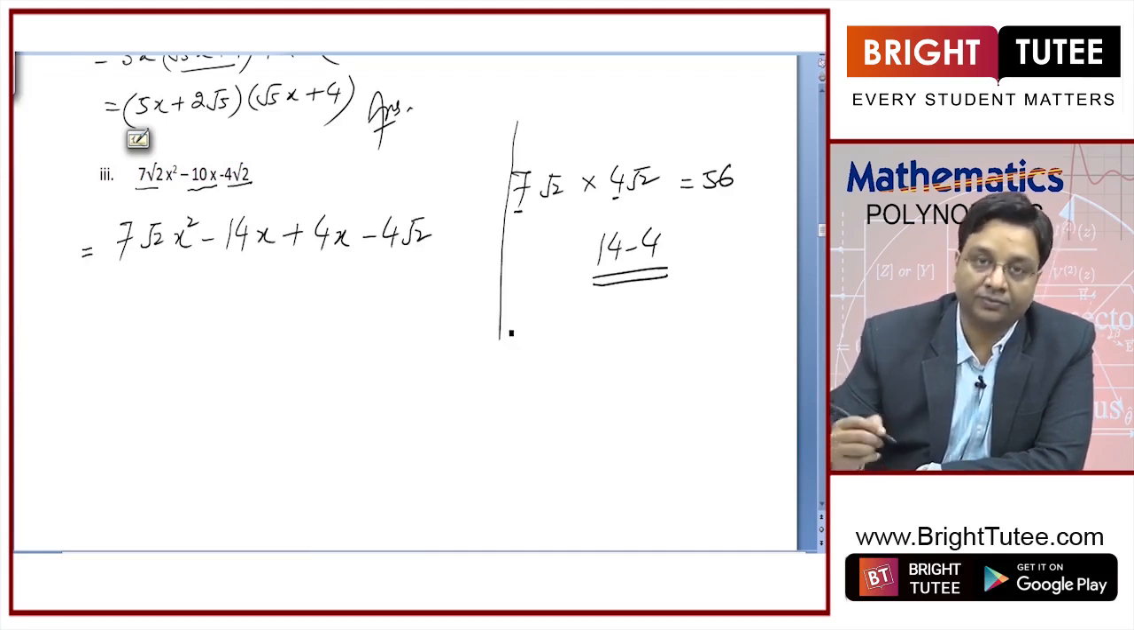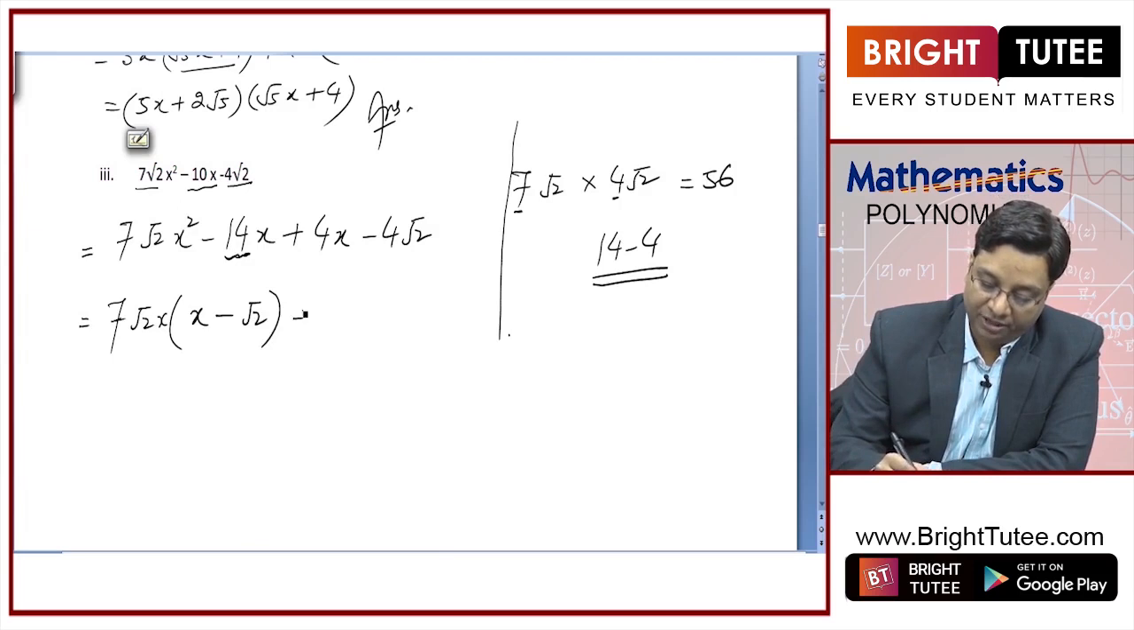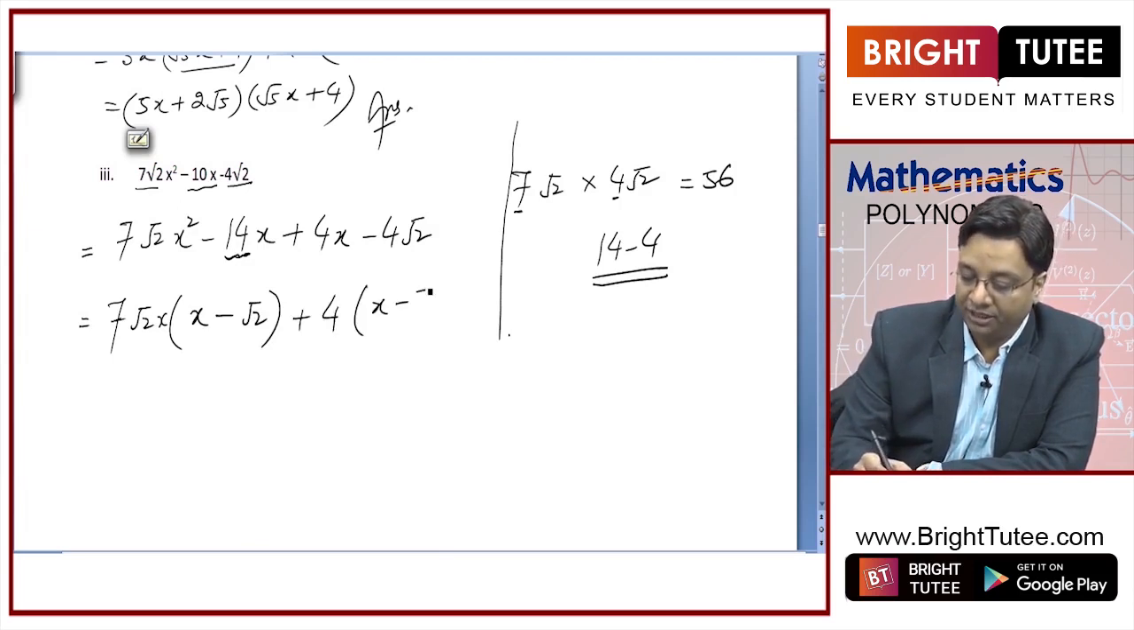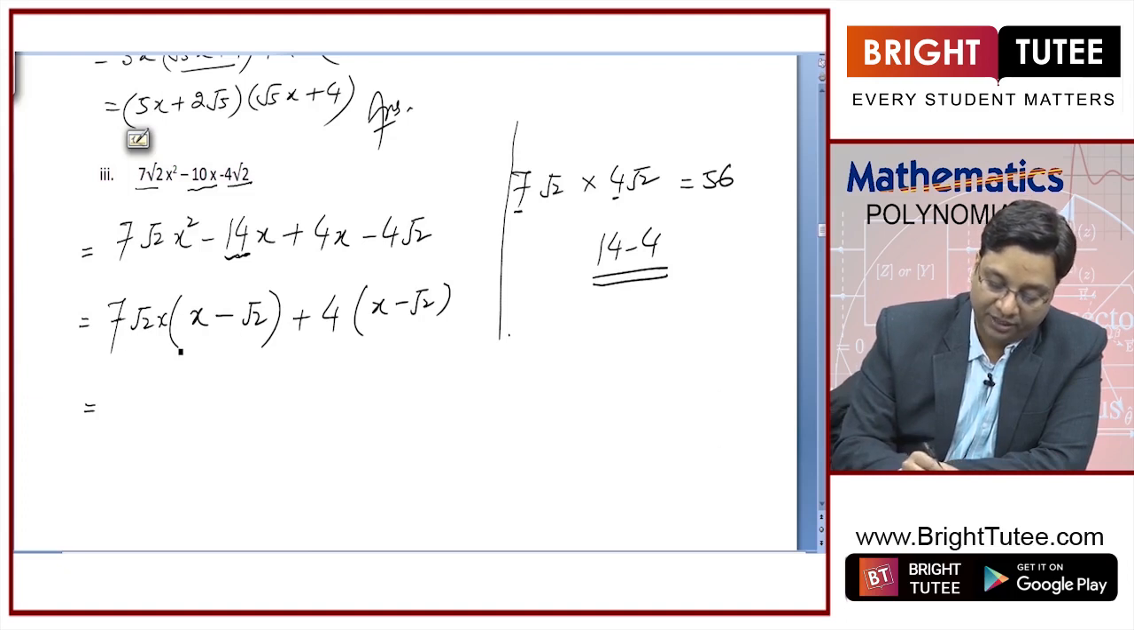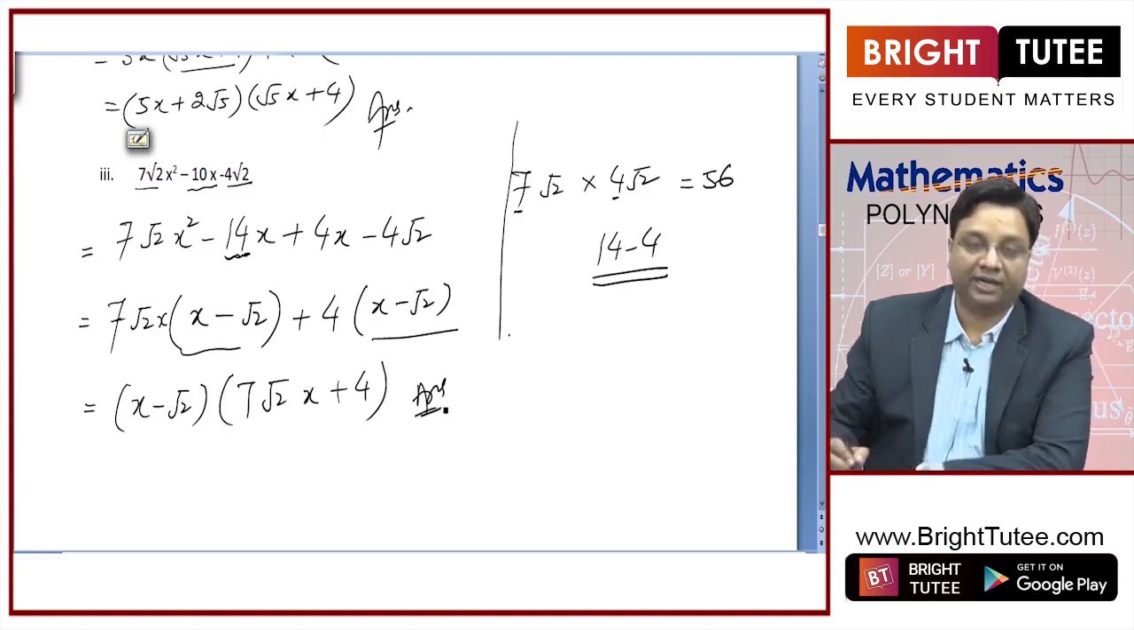Okay. So this can be written as, if I take 7 root 2 as common, so this will give me 7 root 2 x common, so this will give me x minus, now I have taken 7 root 2 out of 14, so it will have root 2 only, and from the second part if I take 4 as common, it will give me x minus root 2, right. So if I take x minus root 2 outside, I am left with 7 root 2 x plus 4. So this is the factorization.